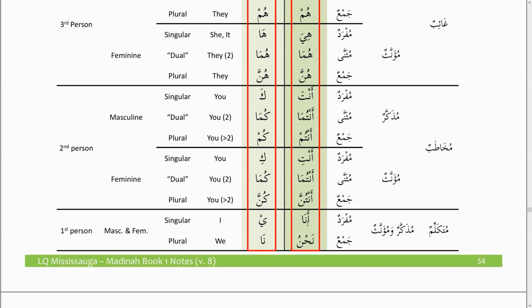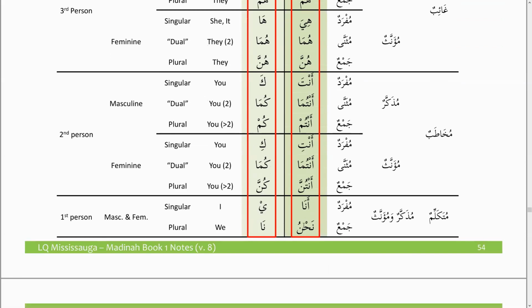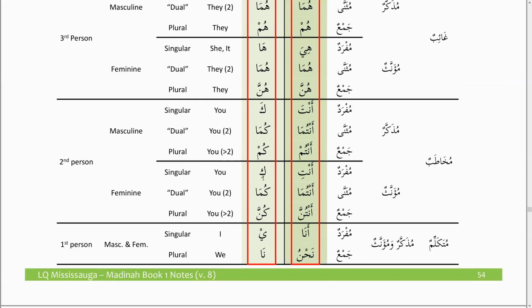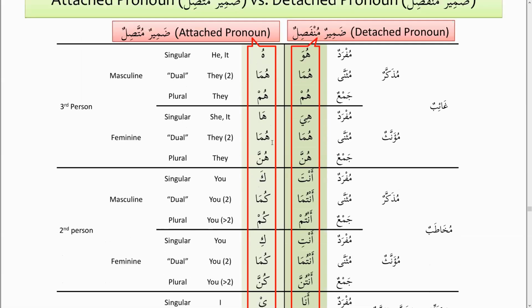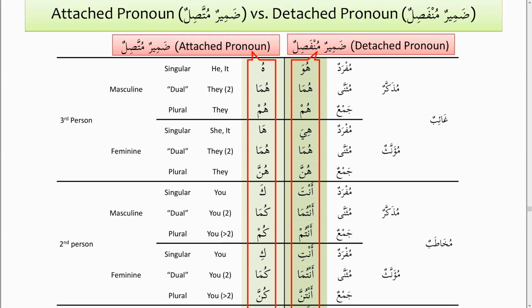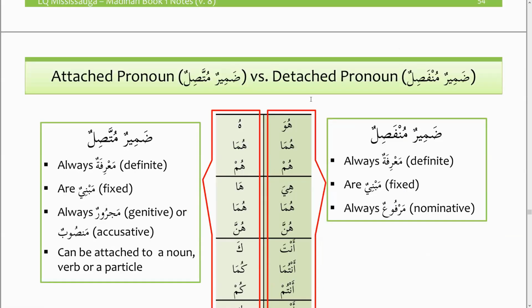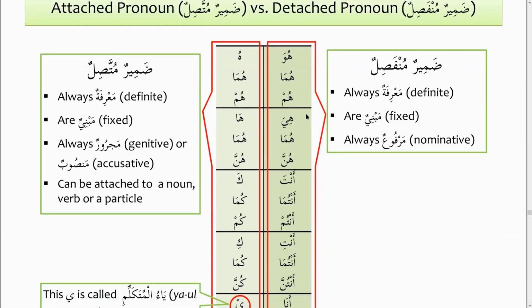And instead of saying kitabu ana, we say kitabi, right? Kitabi, ya mutakallim. This is called ya mutakallim. And nahnu is kitabuna. So these are the attached pronouns, everything we attach to a word to show possession: his book, your book, our book, and so on. And this is the detached pronoun, which is what we detach, they come separately. So damirun munfasil. These detached ones are called munfasilun.